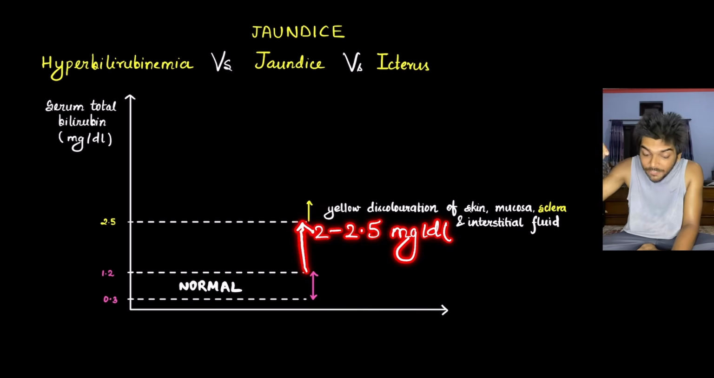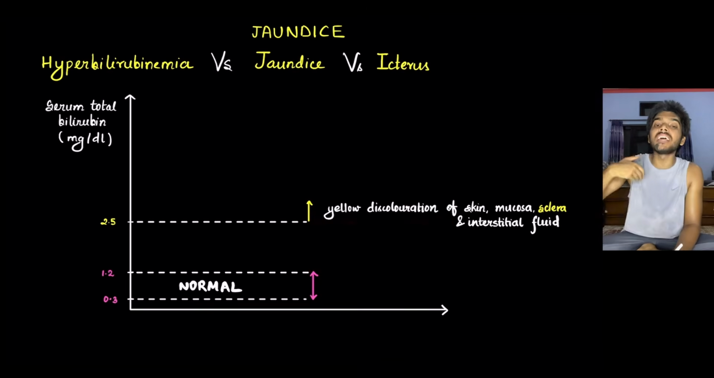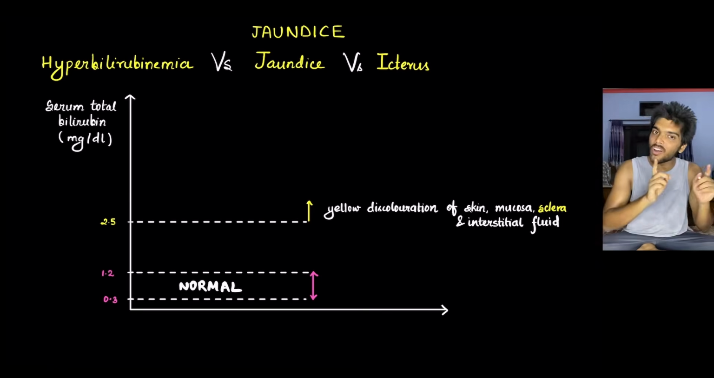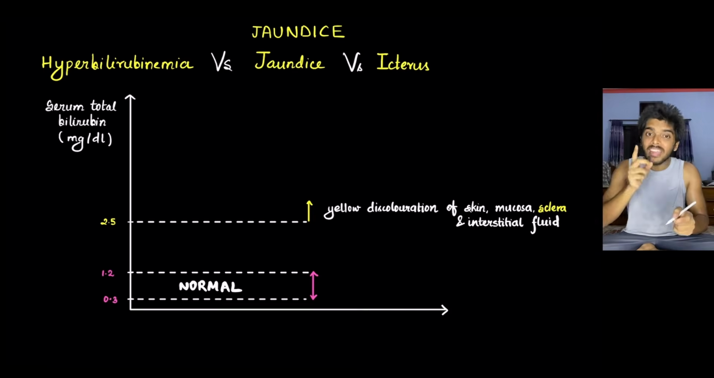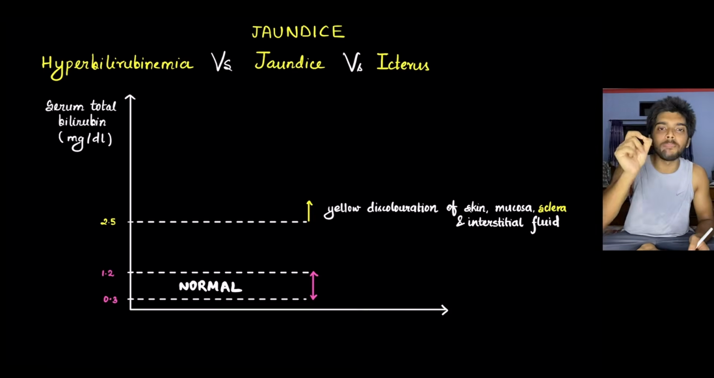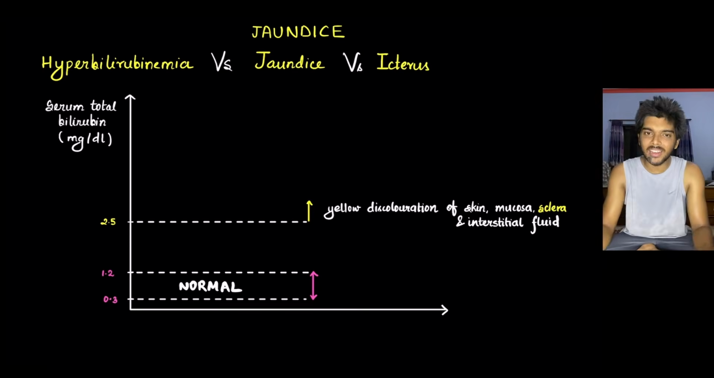And then at a significant level of hyperbilirubinemia of around 2 to 2.5 milligram per deciliter, finally yellow discoloration is appreciated, and this is called jaundice. That means not all hyperbilirubinemia leads to jaundice, but when there is jaundice, it is due to significant hyperbilirubinemia, at least of 2 to 2.5 milligram per deciliter of total bilirubin in blood serum. I can't make the concept clearer than this.